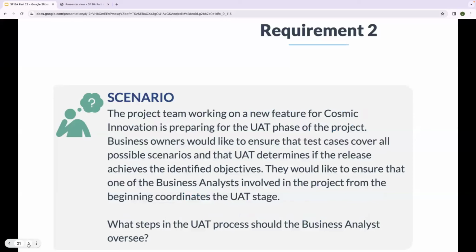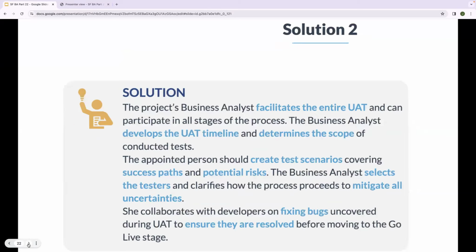We can see another scenario. The project team working on new features for Cosmic Innovation is preparing for UAT passes of the project. Business owners would like to ensure that tests cover all possible scenarios and that UAT determines if the release achieves the identified objectives. They would like to ensure that one of the business analysts involved in the project from the beginning coordinates the UAT stage. What steps in the UAT process should the business analyst cover?